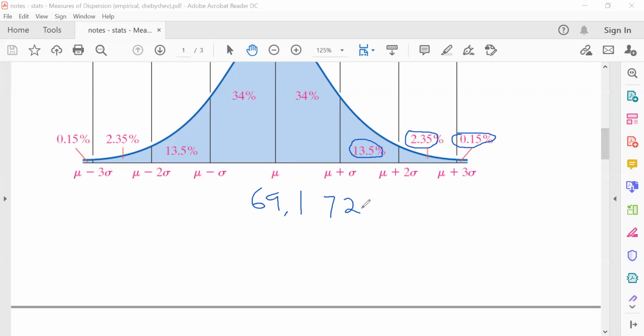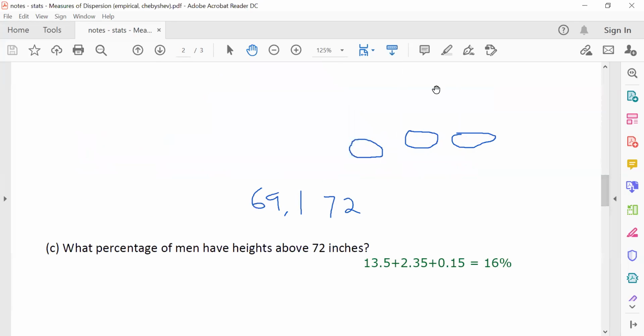Does that make sense? And so add them up, you get 15.85, you can get 16%. Does that sound about right? Yeah, add those three values up. And so that would be our answer here. So about 16% of men have a height above 72 inches.